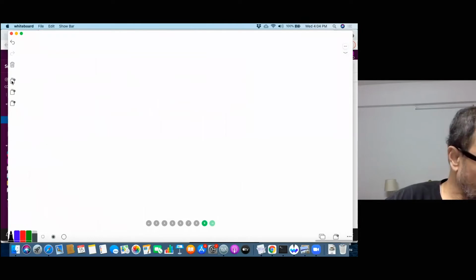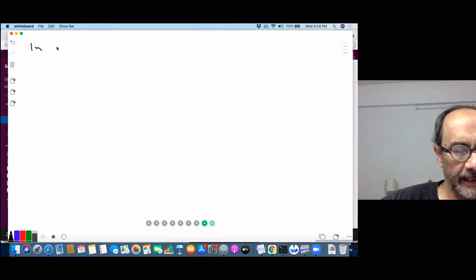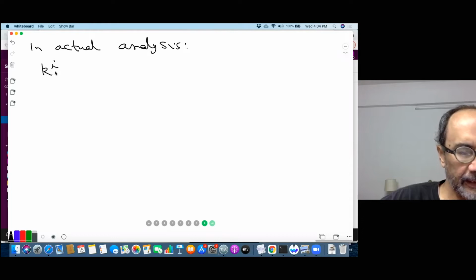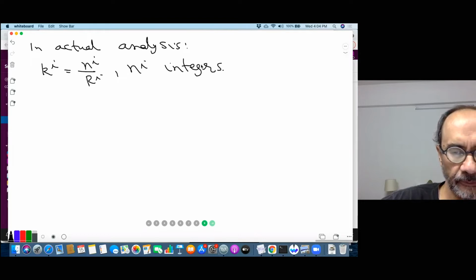So let me just say a few words about what changes in the actual analysis. In the actual analysis, there are two main changes. First of all, the momenta associated with these compact directions become quantized, where n_i are integers, positive or negative. But the second aspect is that you also now have winding modes.